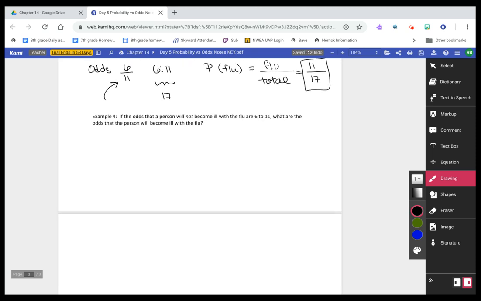Last example. So we're starting out with given the odds, if the odds that a person will not become ill with the flu are 6 to 11 again, what are the odds that a person will become ill with the flu? And this one's pretty easy. It starts with odds and ends with odds. So if it says 6 to 11 that you will not get it, well, then the odds of getting it would be 11 to 6.